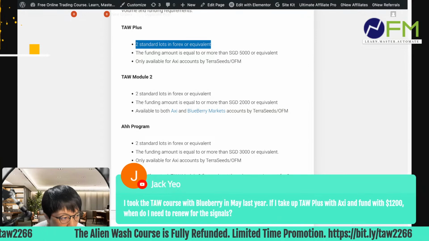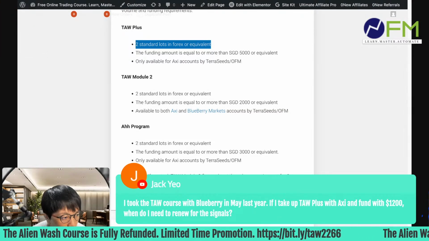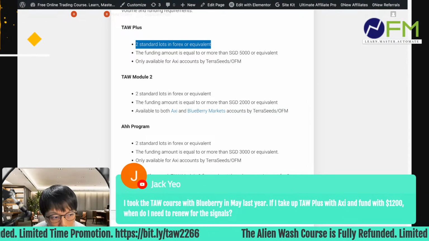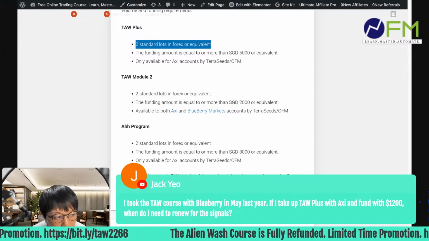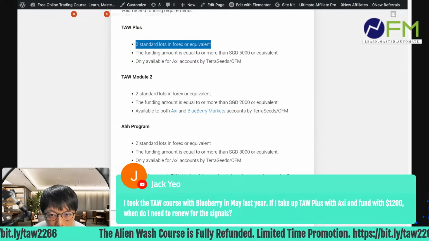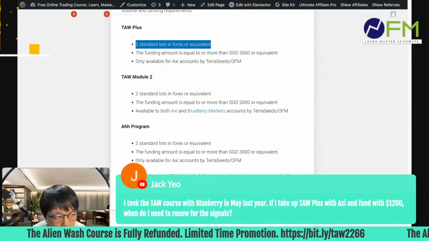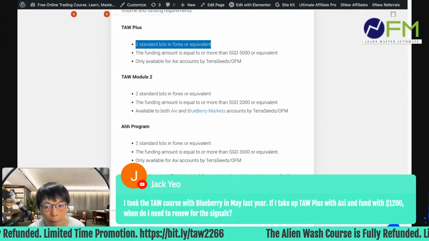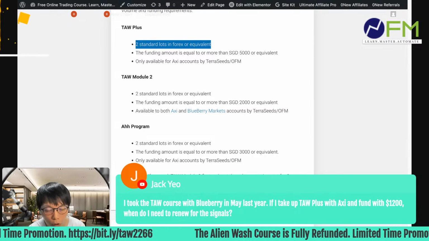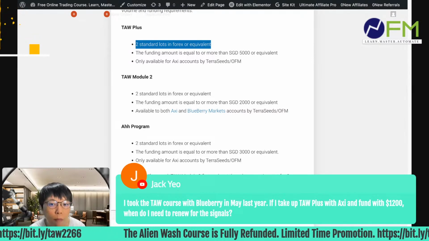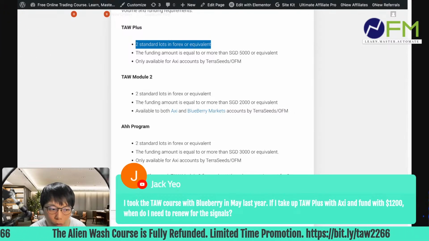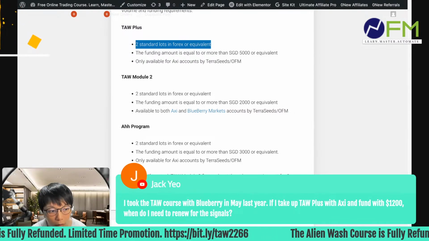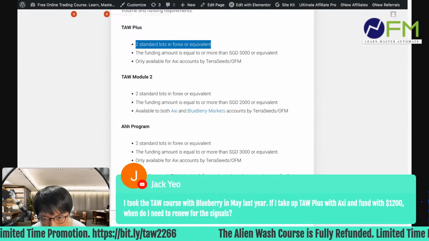You took the Tor course with Blueberry last year. If I take the Tor Plus with XC and fund 1,000, when do I need to renew for the classroom? You actually do not need to renew for the classroom, because the Tor Plus comes with 12 months of the online room. Basically the Tor Plus is the Tor course, which comes with 12 months of the online room, plus R. So the Tor Plus is a much better deal, because then you do not need to renew for the online room anymore, because you still have another 12 months of online room. All right, it's a good deal.